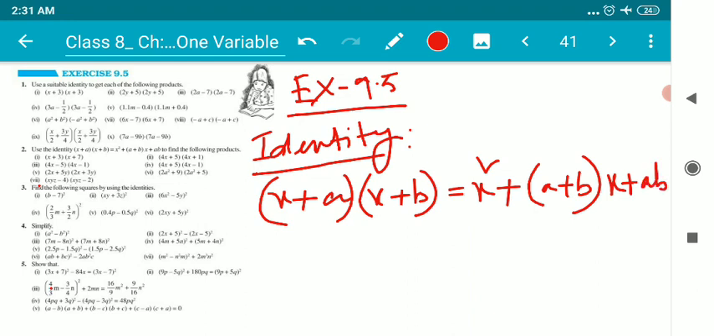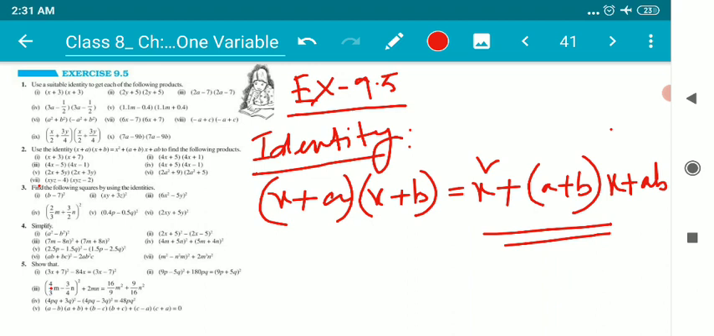Now the question comes, sir, what is a and what is b? A and b can be any numeric values, any positive integer, and x is something which can also represent a value. So it doesn't matter whether the value of x or the values of a and b are given. It can be in any form. If it looks like x plus a into x plus b, we will simply take it to the identity x squared plus a plus b into x plus ab.